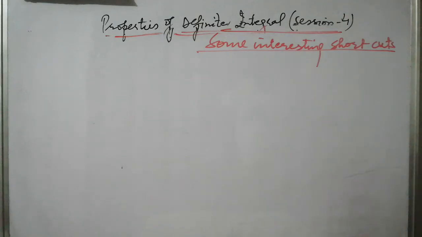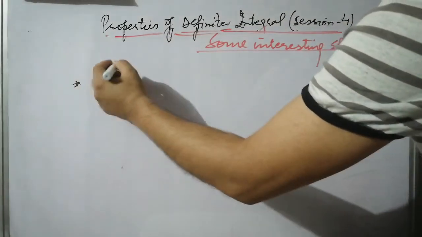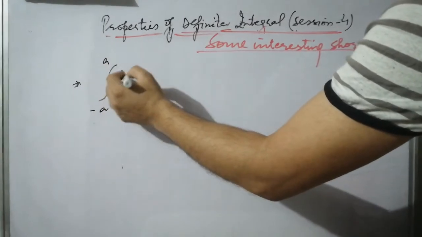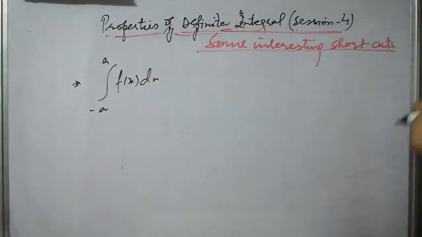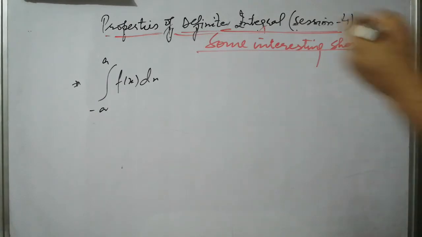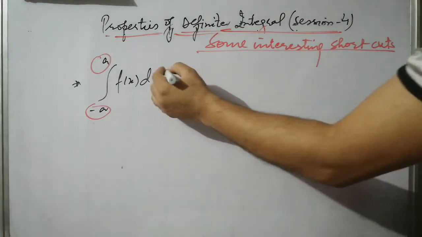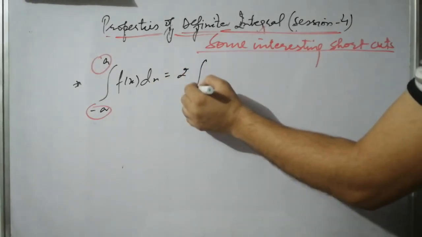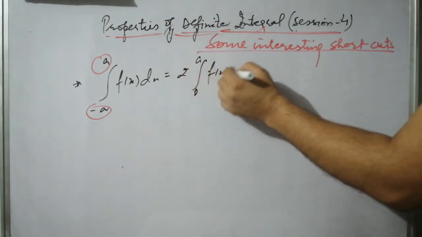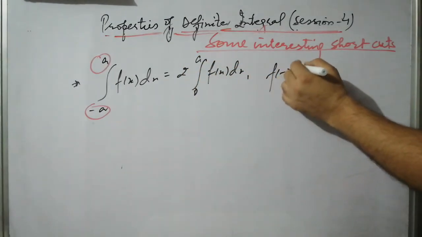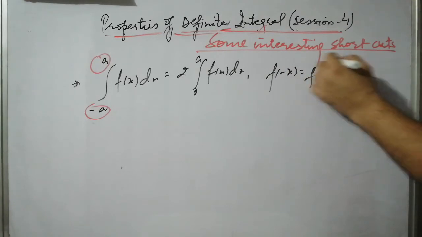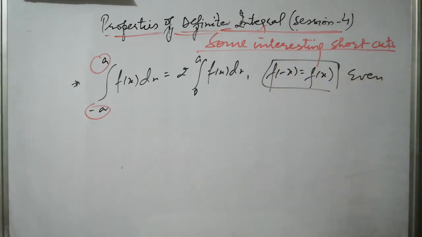So hello everyone, let's come to the last session of definite integrals properties and let's discuss some interesting shortcuts. First important property here that we have not done in previous sessions. When the lower limit and upper limit are additive inverses of each other, दोनों एक दूसरे का negative है, right? The formula will be twice of 0 to a f of x dx if f of minus x is equal to f of x. That is what you say is an even function.